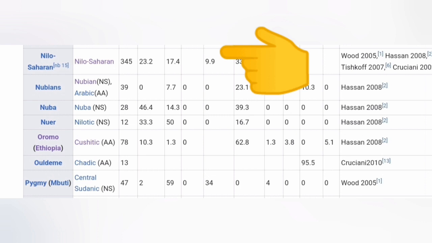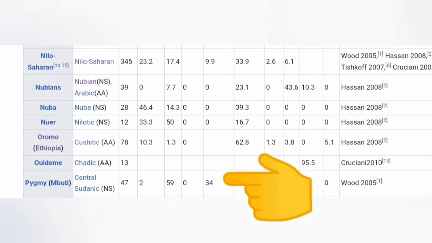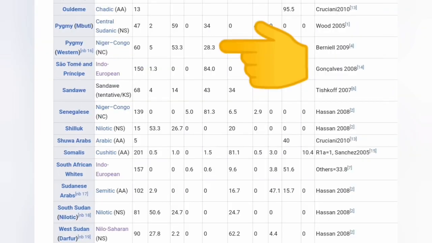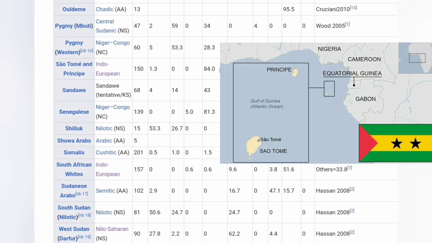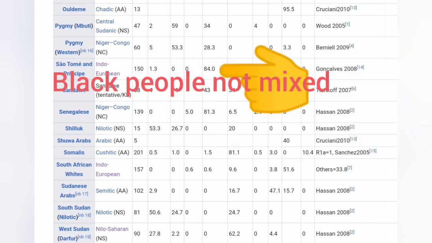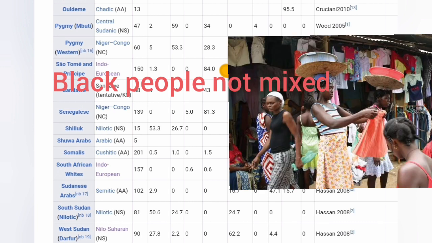0% in Arabs and Nilo Saharans from that area, 0% in Nuba, 0% in Nilotic, 0% in Cushitic Afroasiatics, 0% in Chadic Afroasiatics, 34% in Mbuti, the Central Sudanese, 28% in Niger Congo, 84% in Indo-Europeans from Sao Tome and Principe, which, by the way, is in Africa. These are mixed people. I just don't want you to get confused by that 84%.